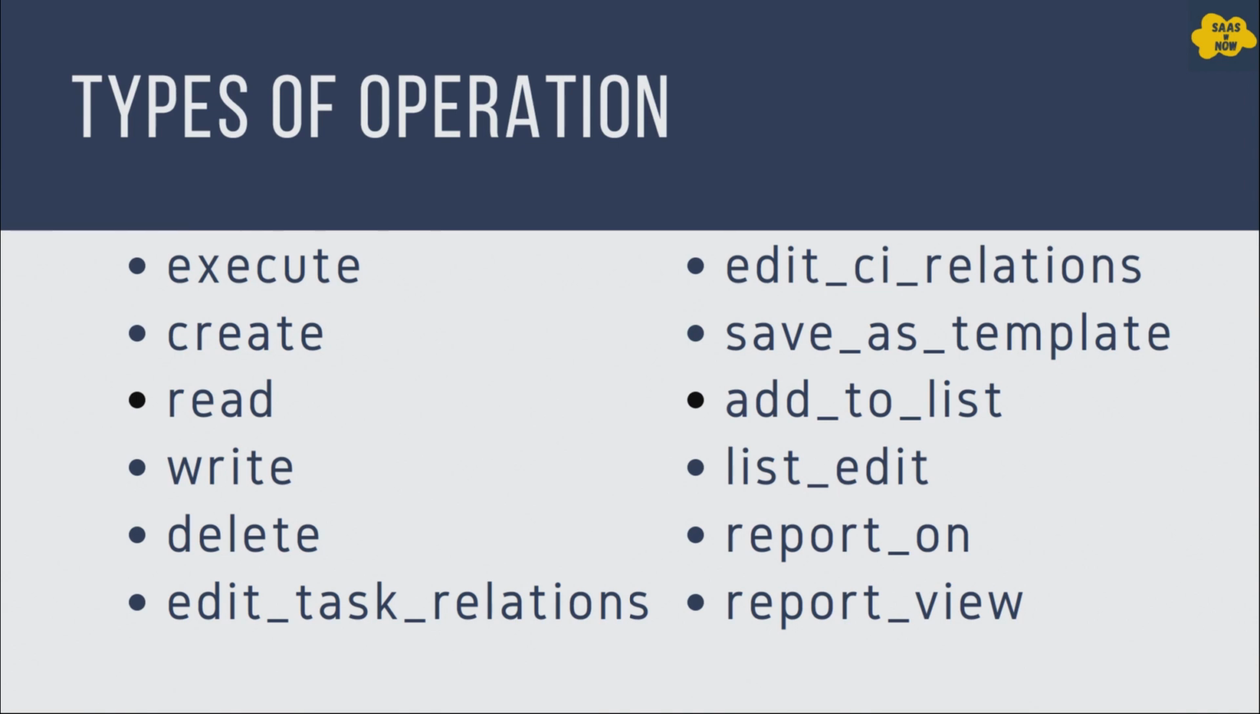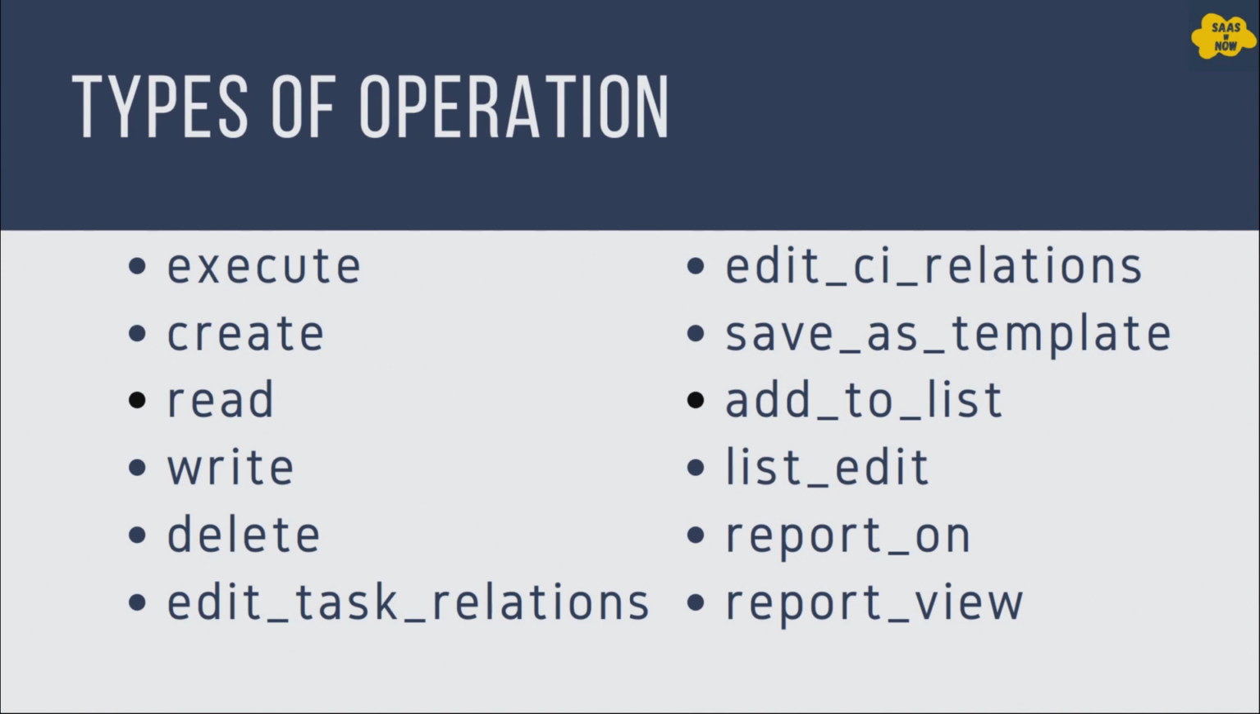Another one is list edit, which basically restricts access to edit any list view. So we have multiple records in a list of the table. In that case, if you don't want some users to edit that list, maybe edit any field, you can definitely create this kind of ACL. Then overall, you can select the operation. And then we have report on and report view, which will basically restrict access for reporting on tables.